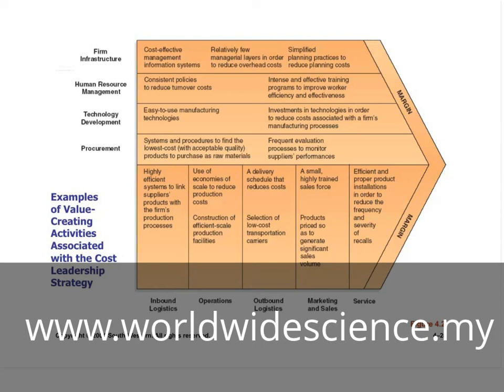Thank you so much. Then we have technology development. Easy to use manufacturing technologies. So we talked about automation technology. Yes, it has to be user-friendly. It has to be doable. It has to be something that people will understand and are able to work with. Then investments in technologies in order to reduce the costs associated with the firm's manufacturing process. Exactly Mr. Aziz, Muhammad Aziz's example is a great example for this one.